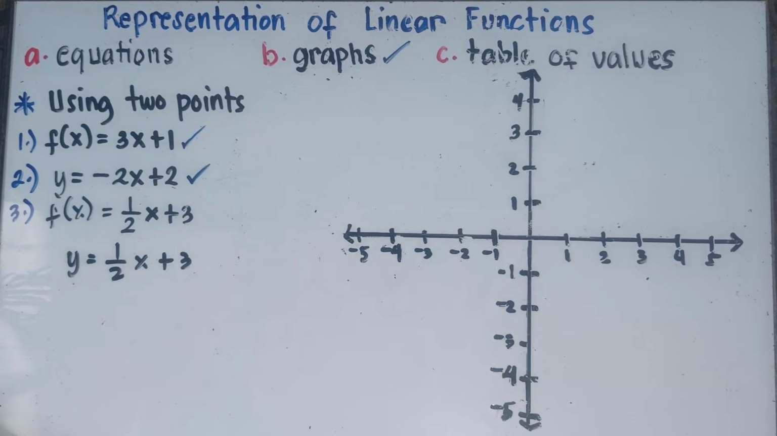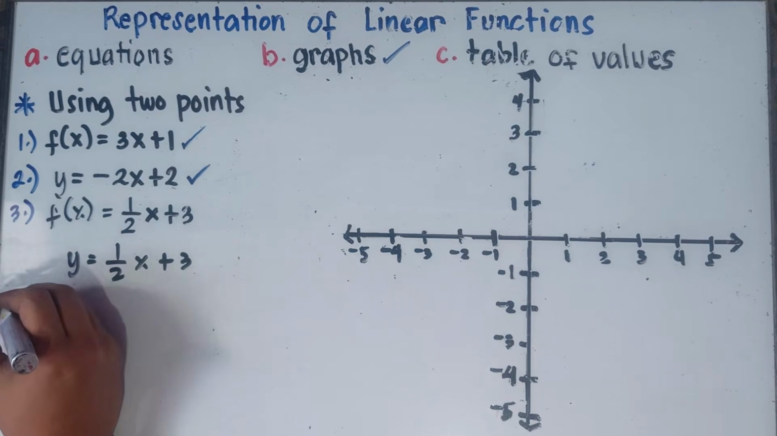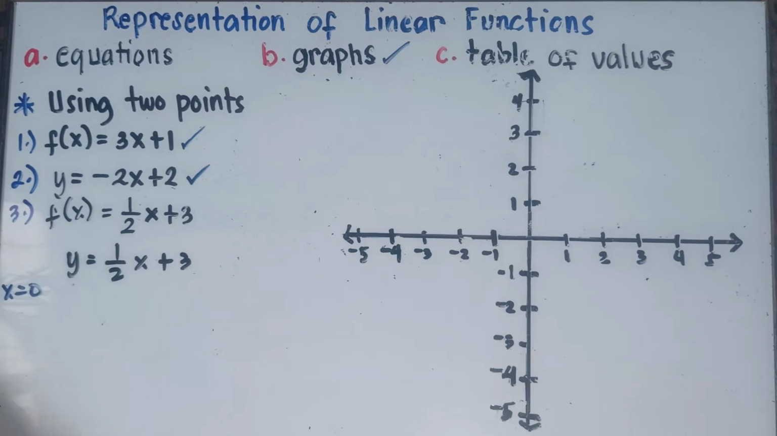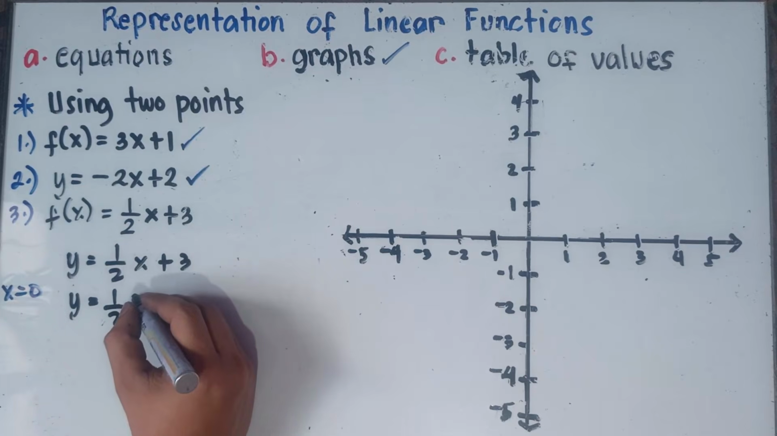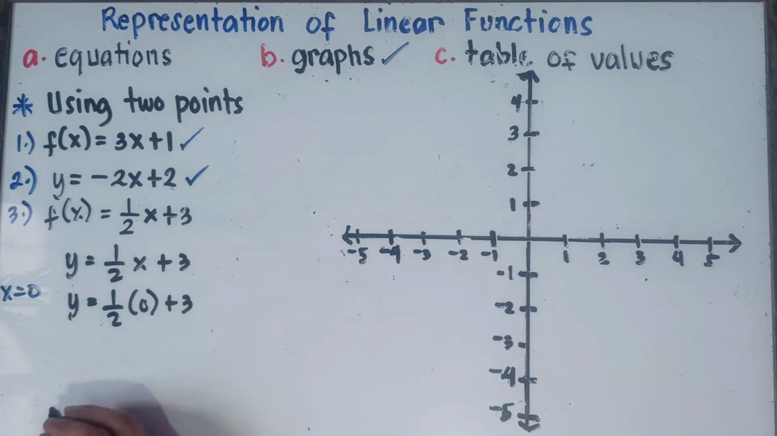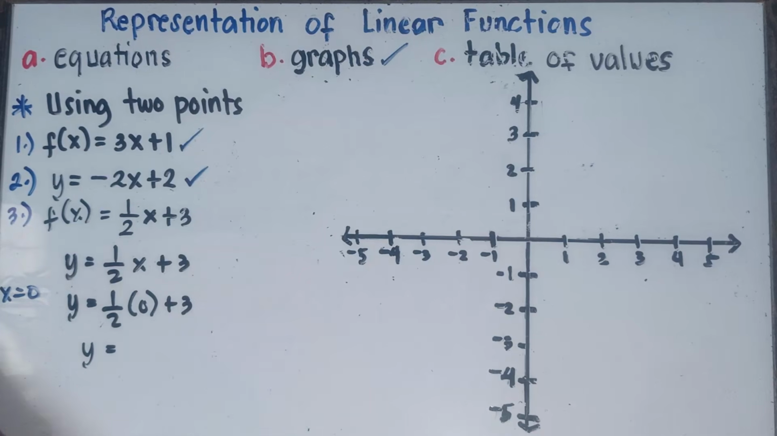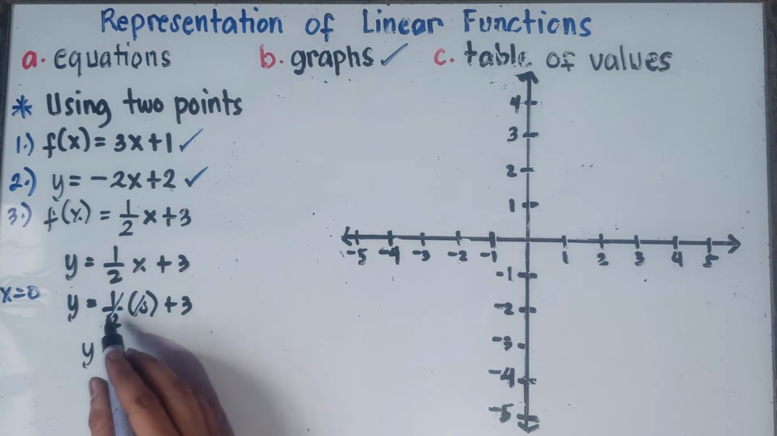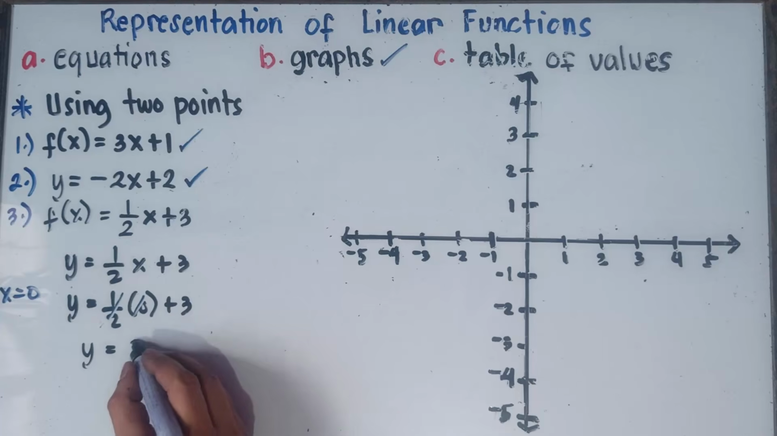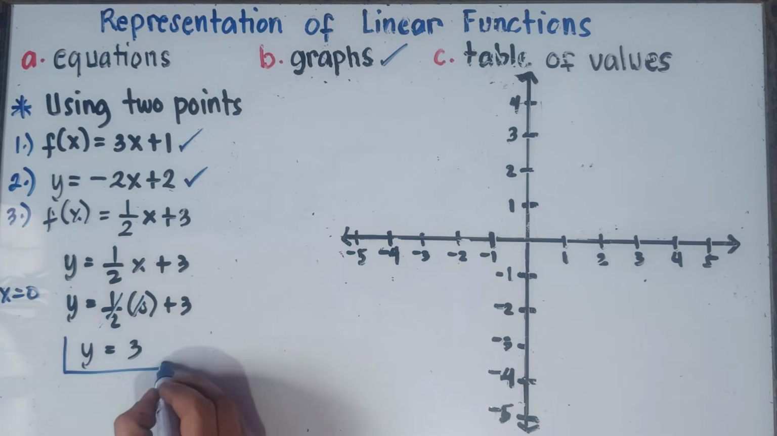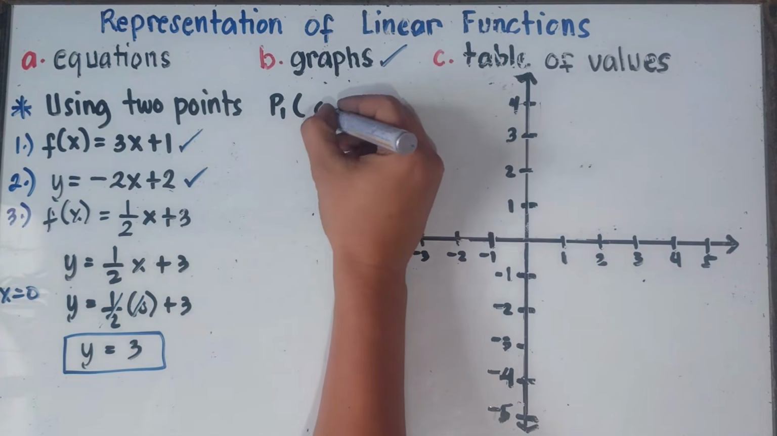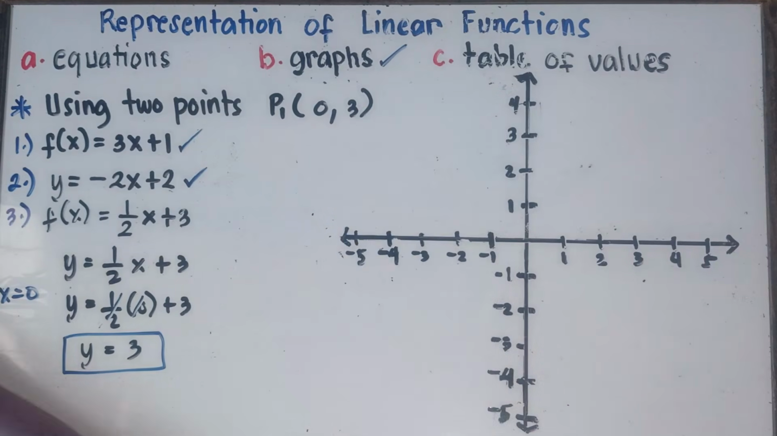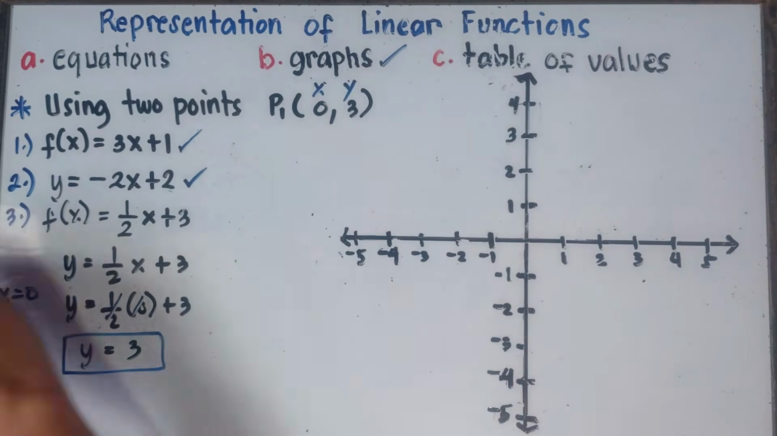So let x equal 0. So let's have a basic example for x. So x is equal to 0. Alright, so y equals 1/2 times the value of x, that would be 0, plus 3. So y equals 1/2 times 0, and we can just cancel this out because that would be 0. So y is equal to positive 3. Therefore, our first point: if x is 0, y is positive 3. So x and then y.